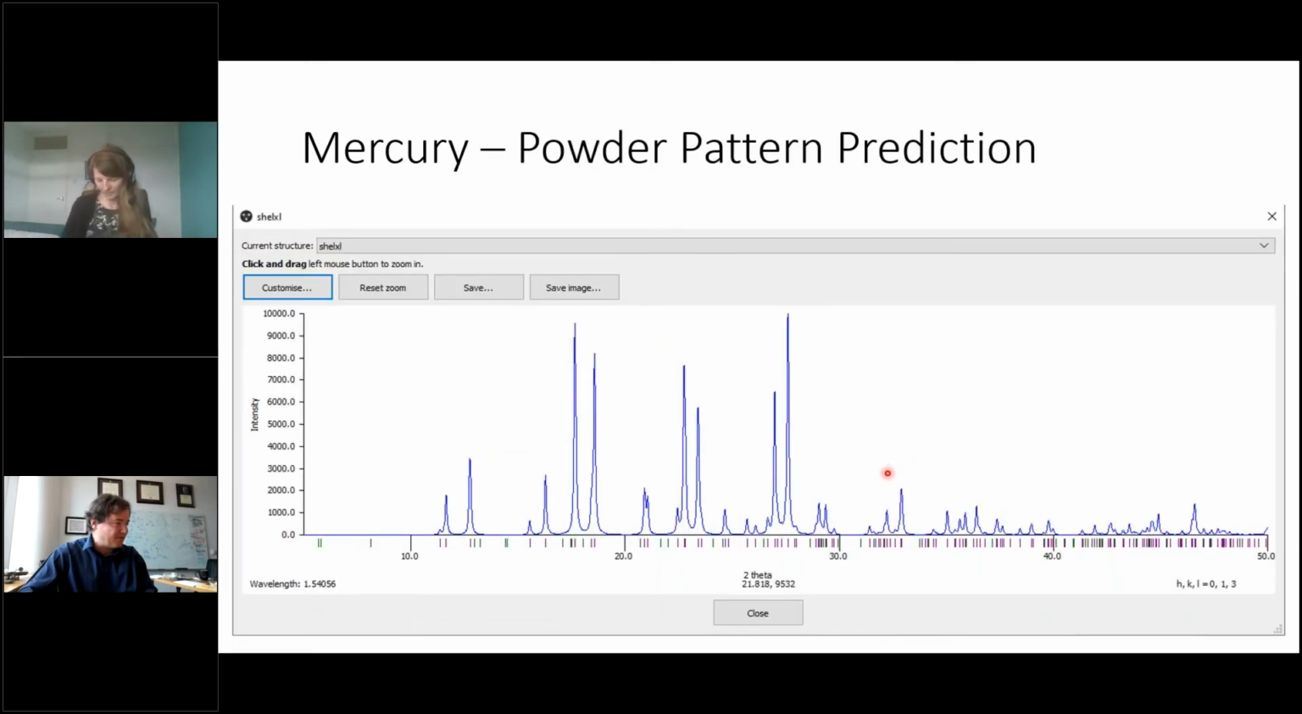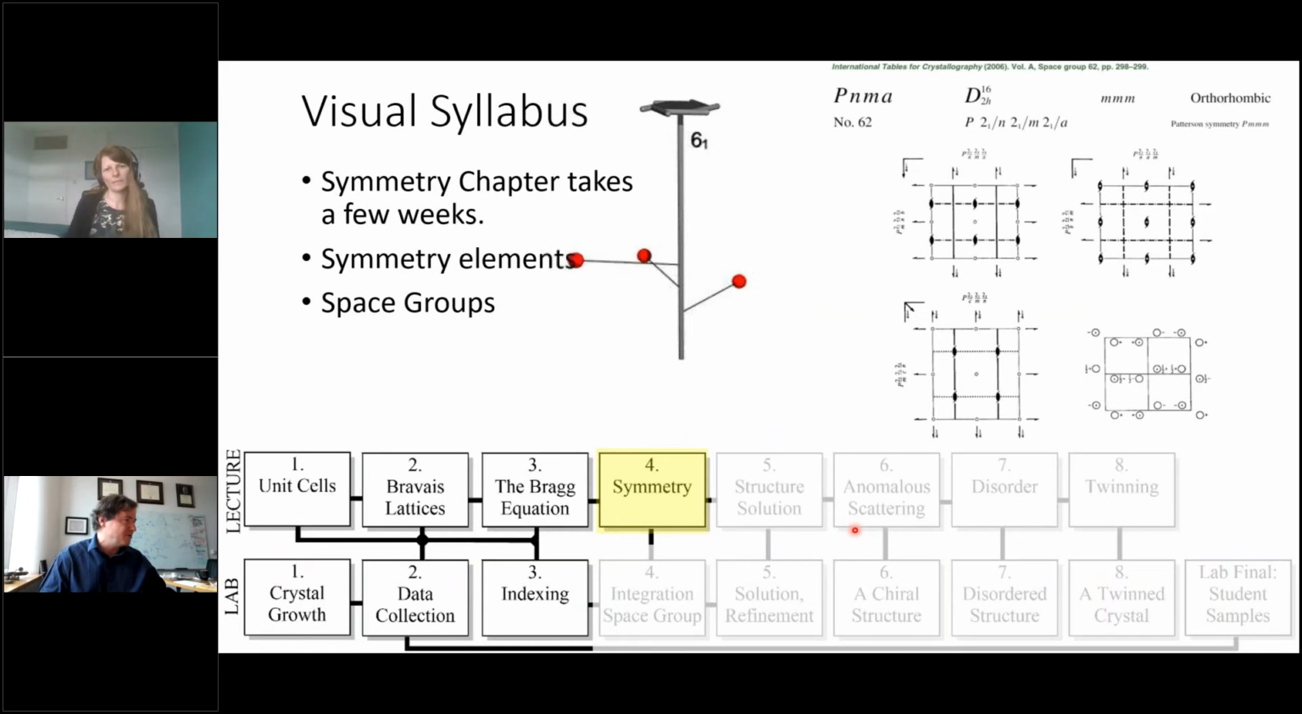And then one of my favorite things that Mercury does is predict the powder pattern. So I show them how, if they want to know what the powder pattern looks like of some compound that they can't get a single crystal of, they can't index it, but they want to know if they got the right thing, you just pull down the CIF from the CCDC and it will calculate the powder pattern for them. So that's a fun thing that we do with them.